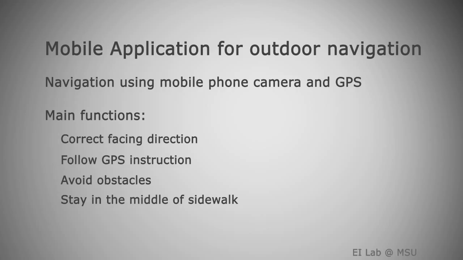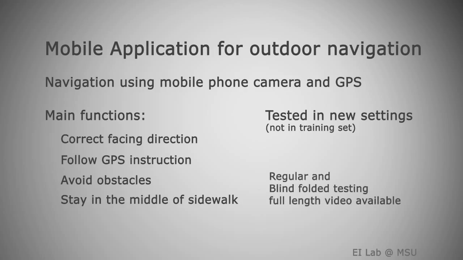In this video, we take video clips from several testing scenarios to demonstrate that our application is able to achieve these four functions. The testing settings are all novel to our internal neural network and are not included in the training set. You can check out the full-length footage by clicking on the links in the description. We would also like to point out that there's one clip called blindfolded testing, in which we carry out the experiment with the user completely blindfolded.